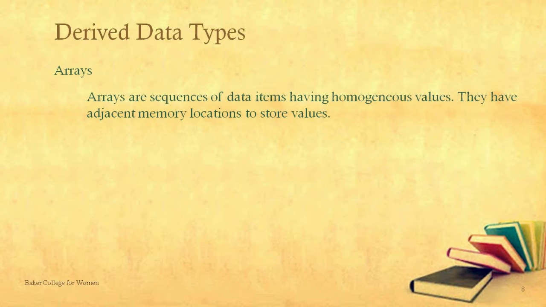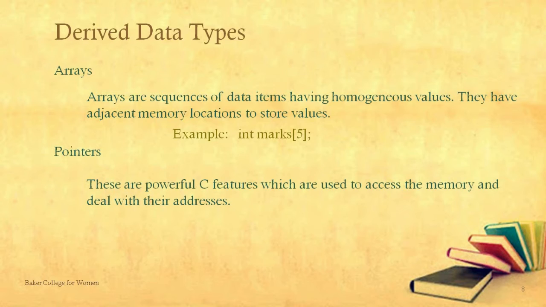Derived data types. Those data types which are derived from fundamental data types are called derived data types. Functions, arrays, and pointers are derived data types in C language. Arrays. These are sequences of data items having homogeneous values. They have adjacent memory locations to store values. In this example, marks is an array variable which will hold 5 integer type values.